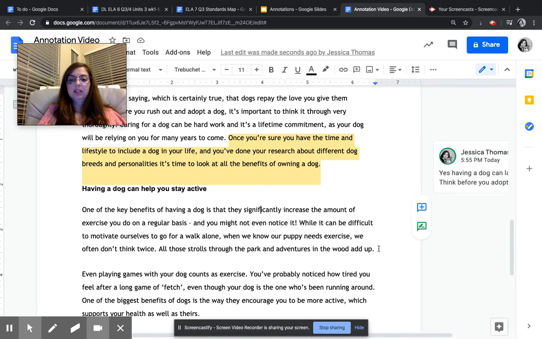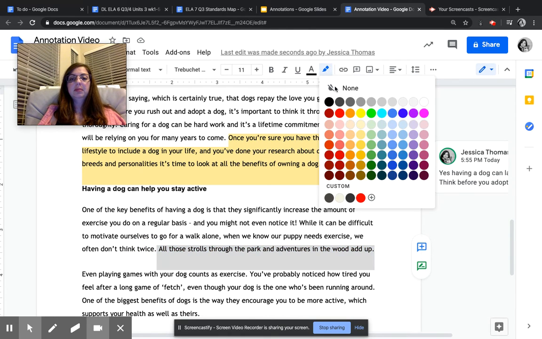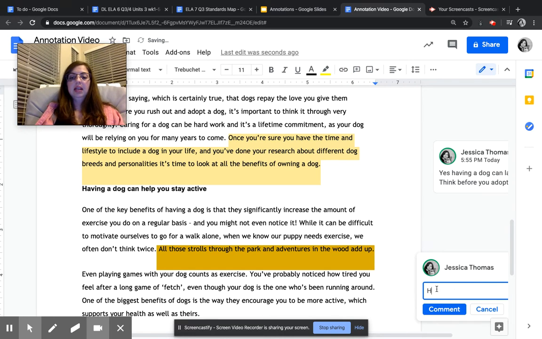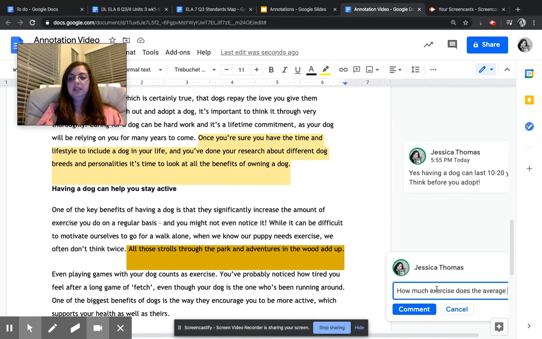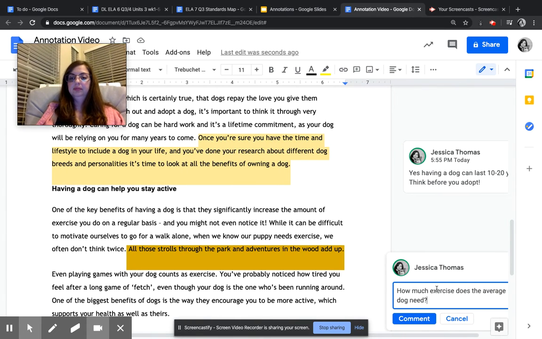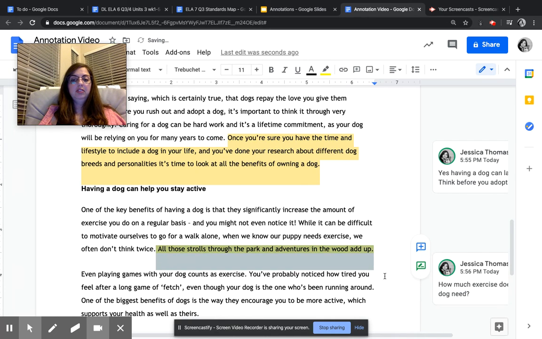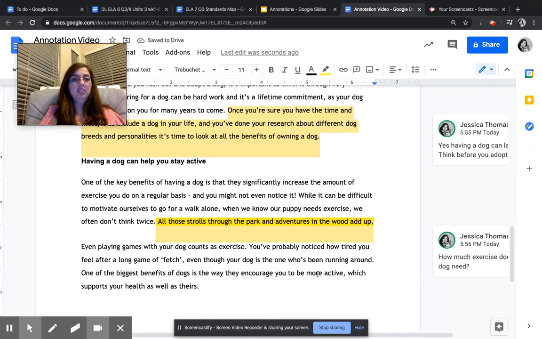Okay, so again, I have another question. So I'm going to highlight in yellow. I'm going to add a question. How much exercise does the average dog need? I don't know. I don't know the answer to that question, actually. That's a good question.